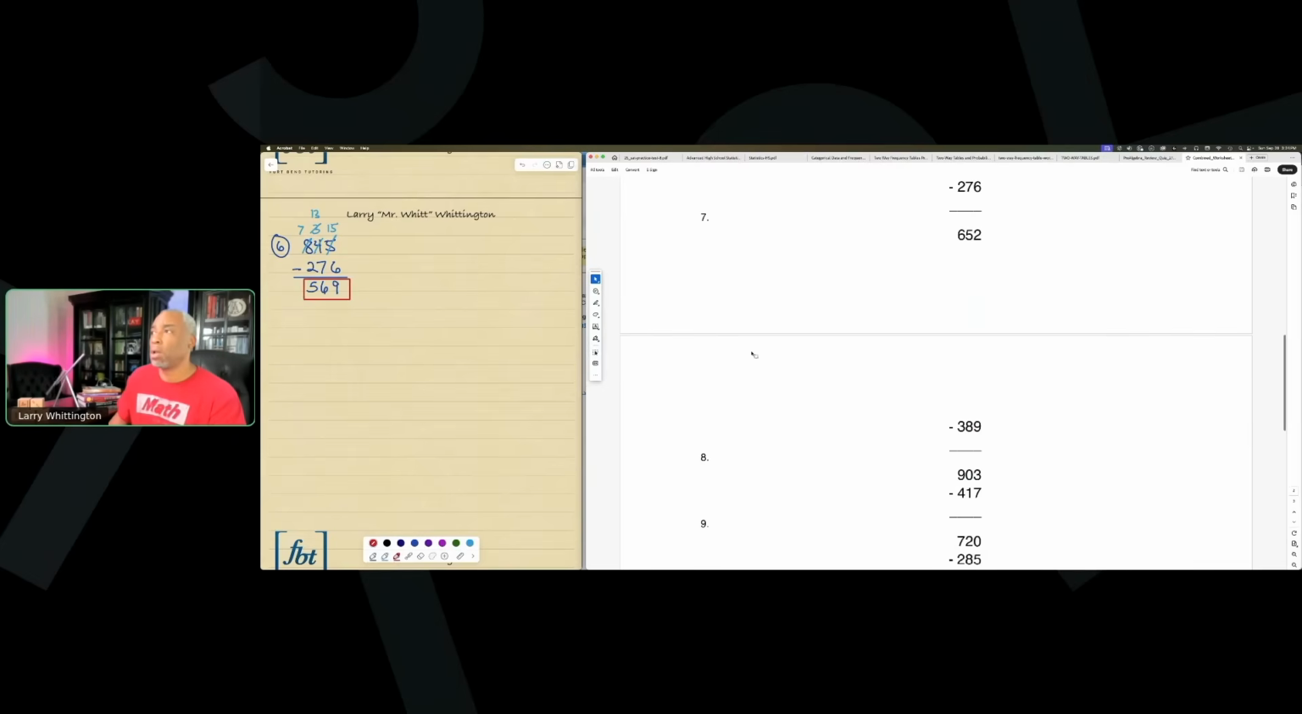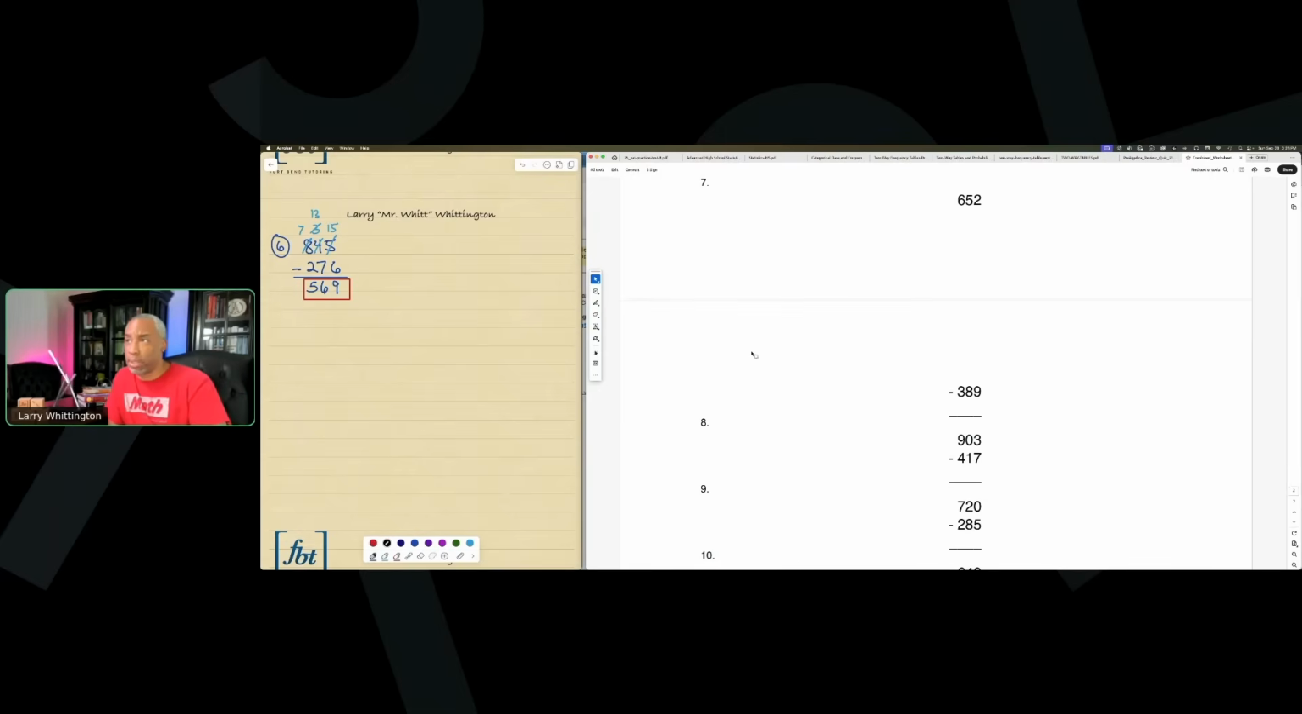That's right. Now let's look at problem number 7. Looks like problem number 7 was split between the pages. So we're going to make it make sense. This is 652 minus 389. And with this problem, you'll be borrowing from the 5. All right. Borrow from the 5 here. You're going to end up with a 12, and then subtract 9 from 12, you'll get a 3.